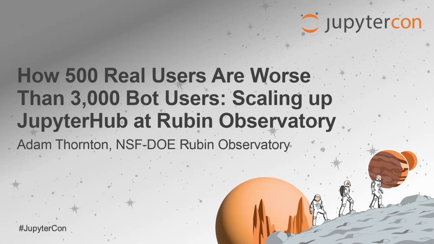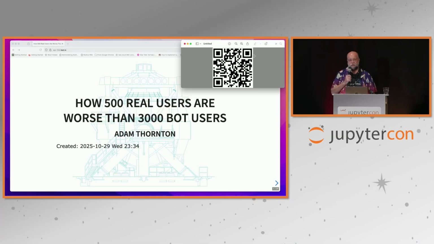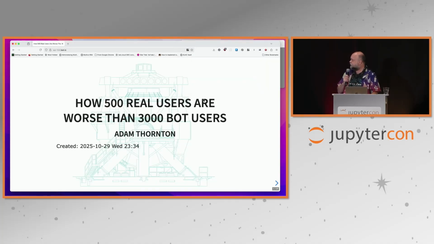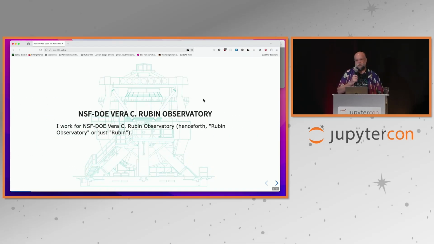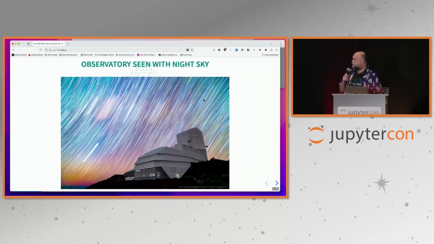So today's talk is how 500 real users are worse than 3,000 bot users, and they're the story of scaling a JupyterHub instance. So I work for the NSF-DOE Vera C. Rubin Observatory, which is a mouthful to say, so henceforth that will be Rubin Observatory, or often in fact just Rubin. And we are an observatory that is located on Cerro Pachon in Chile.